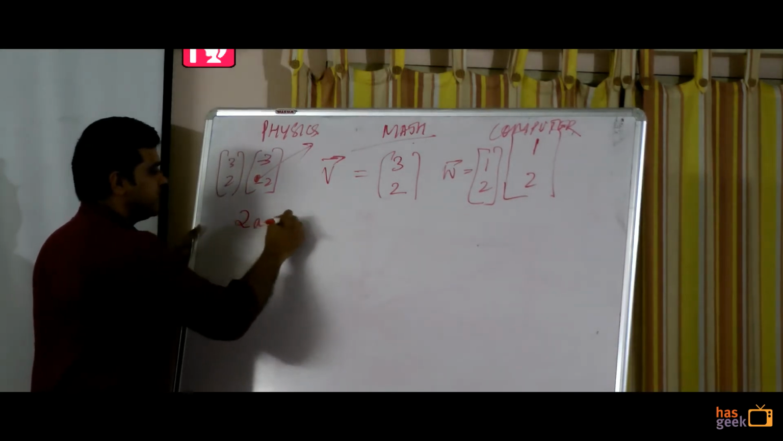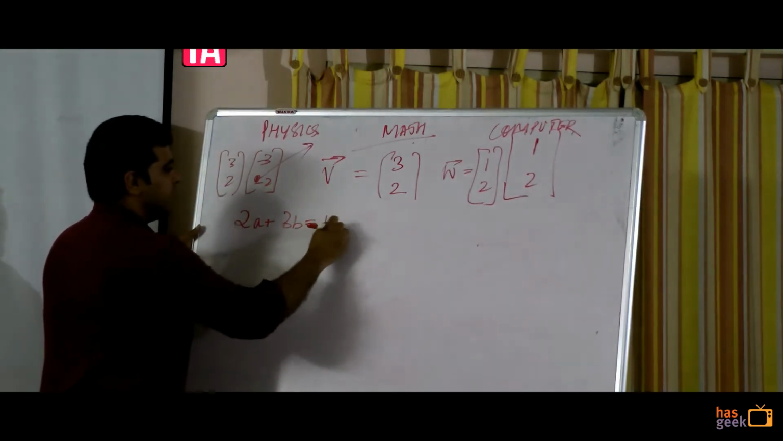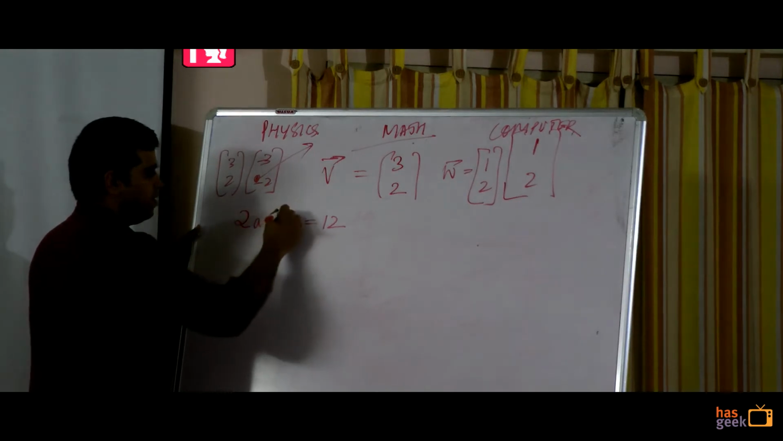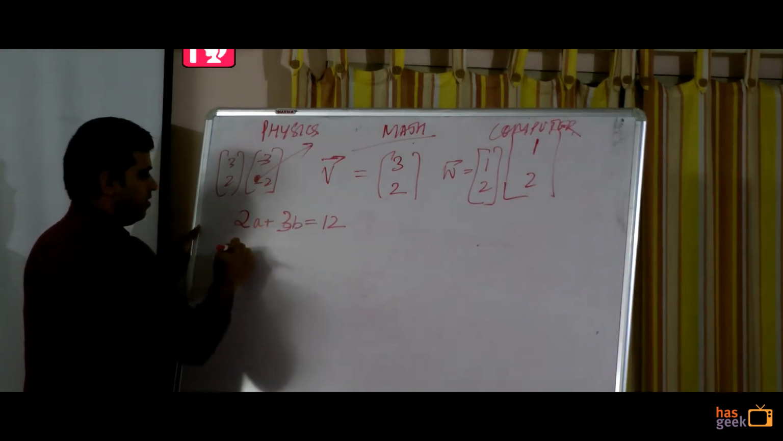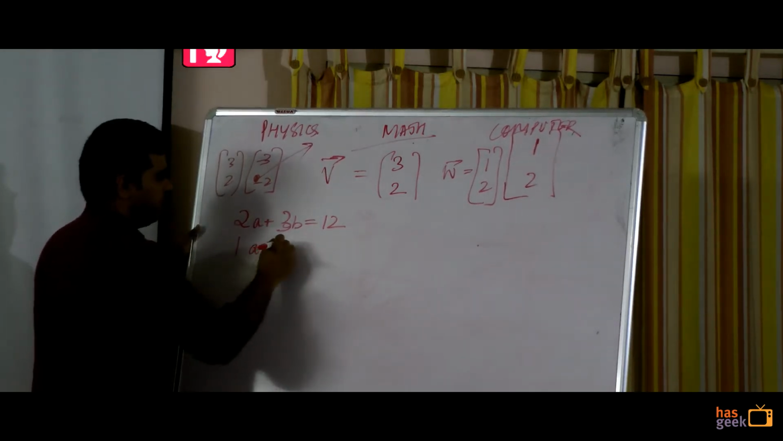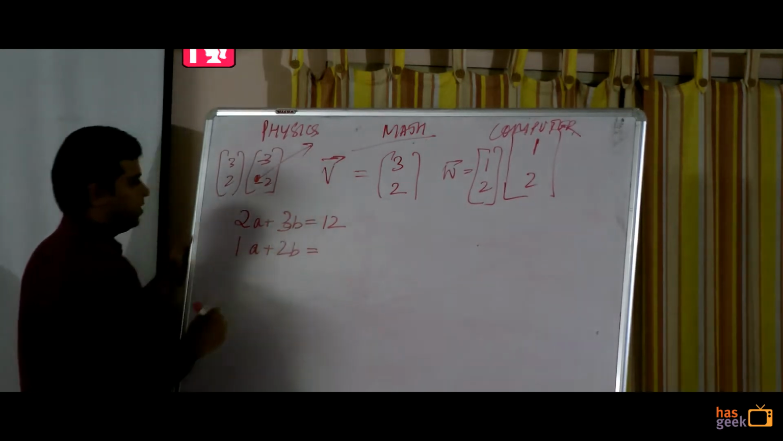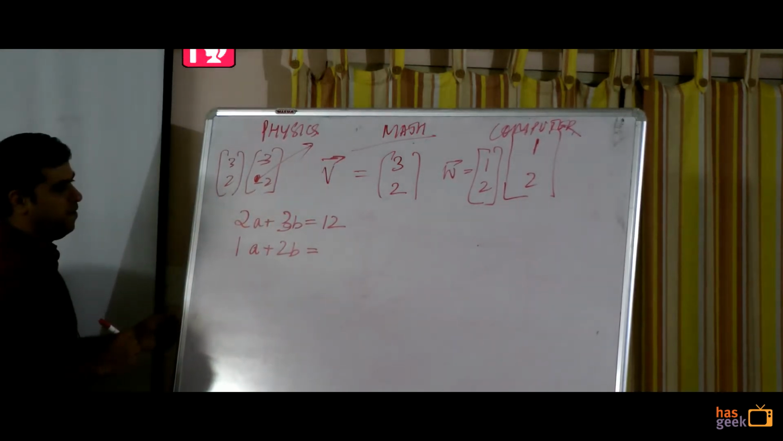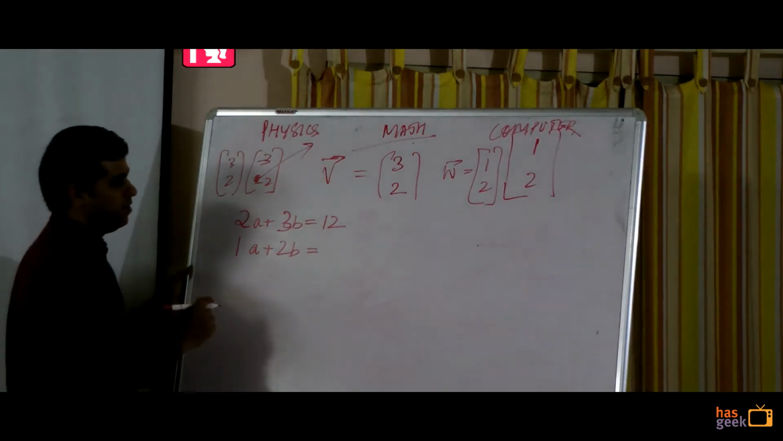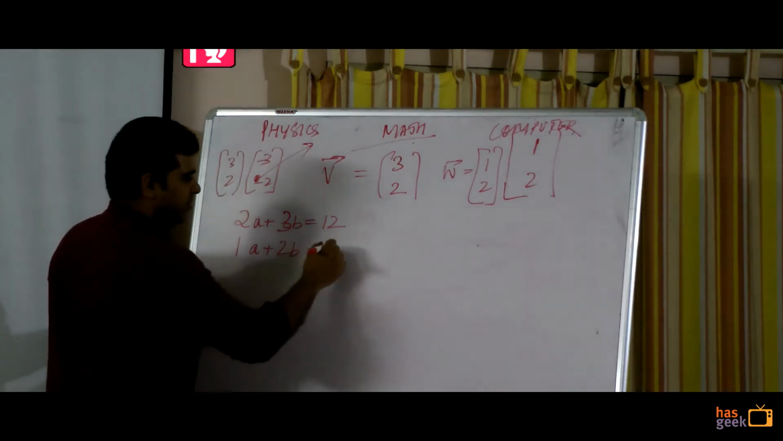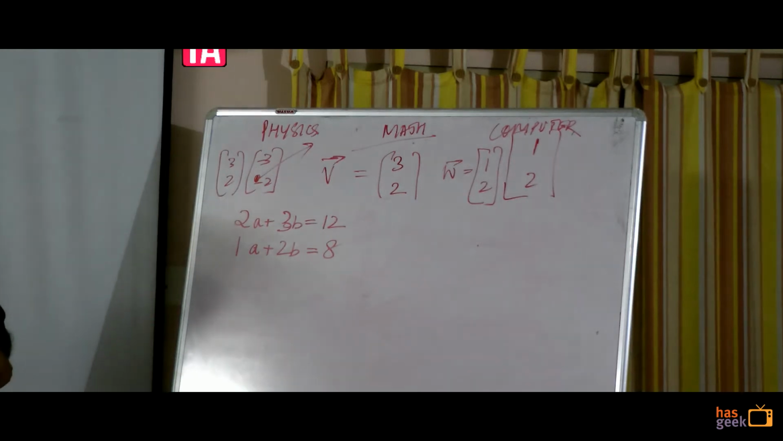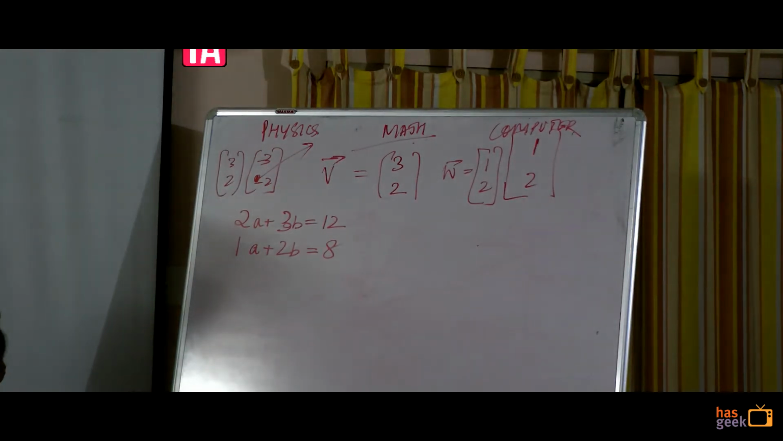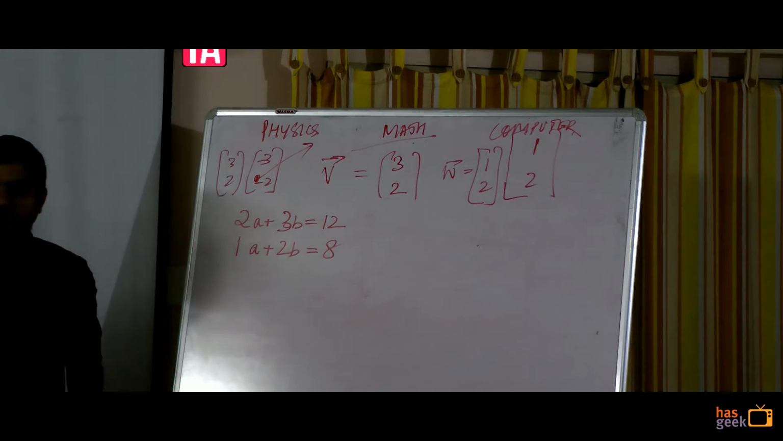Let's think of the simplest equation and then try to understand. Let's say 2a plus 3b is equal to 12. Let's say 1a plus 2b is equal to 8. Is that okay? Can we solve this?